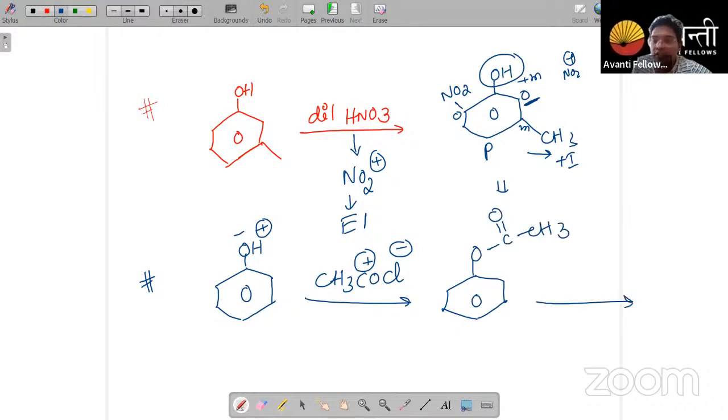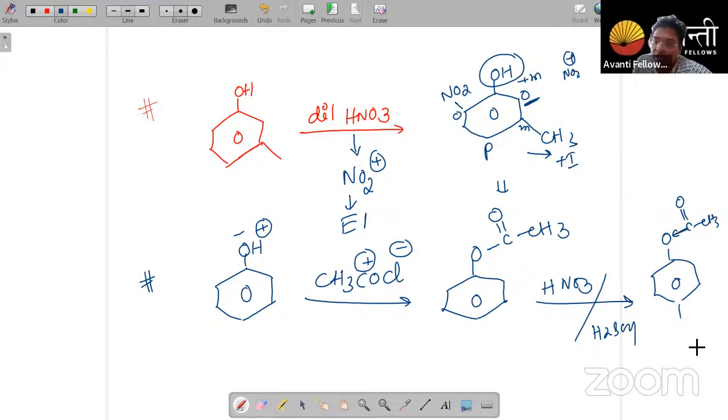And again further, if I am treating this with HNO3 in the presence of H2SO4, what will the main stable product be? The main stable product will be NO2 at the para position. Why? Because if you keep NO2 here, intramolecular hydrogen bonding will take place, and because of this the stable position will be the para position.